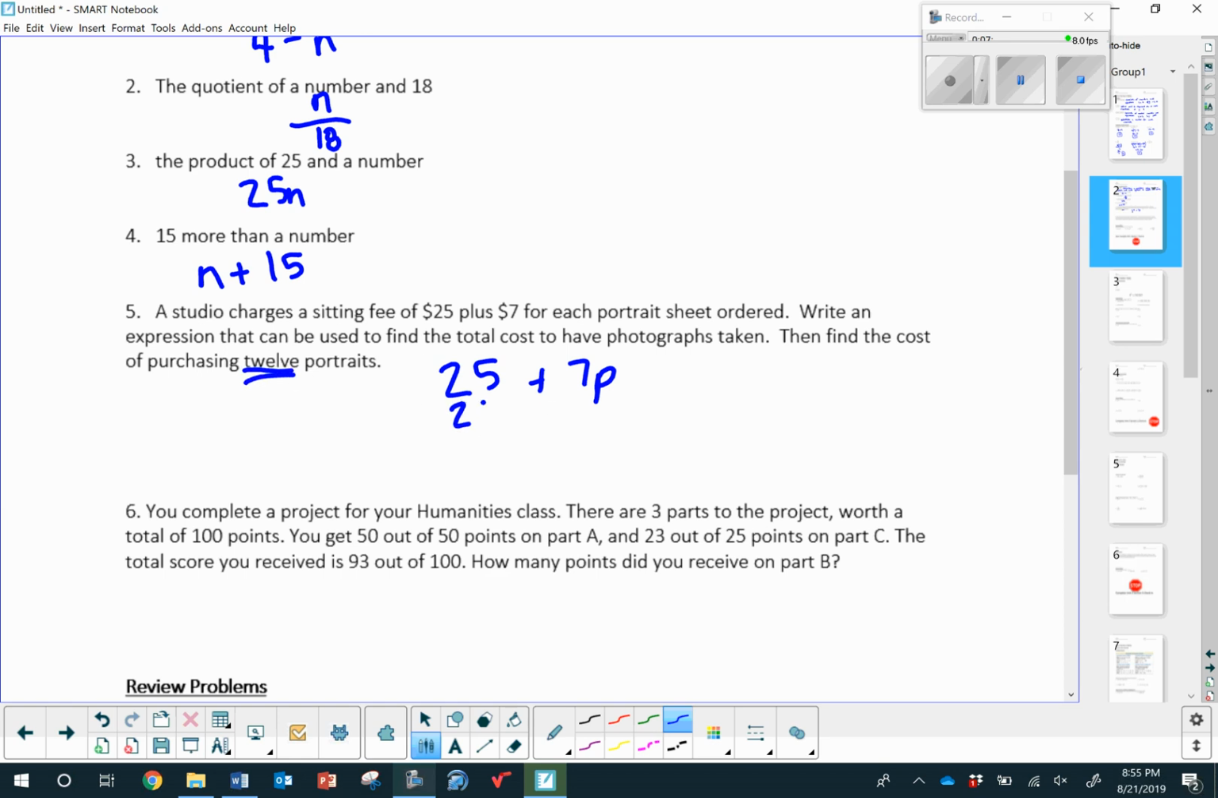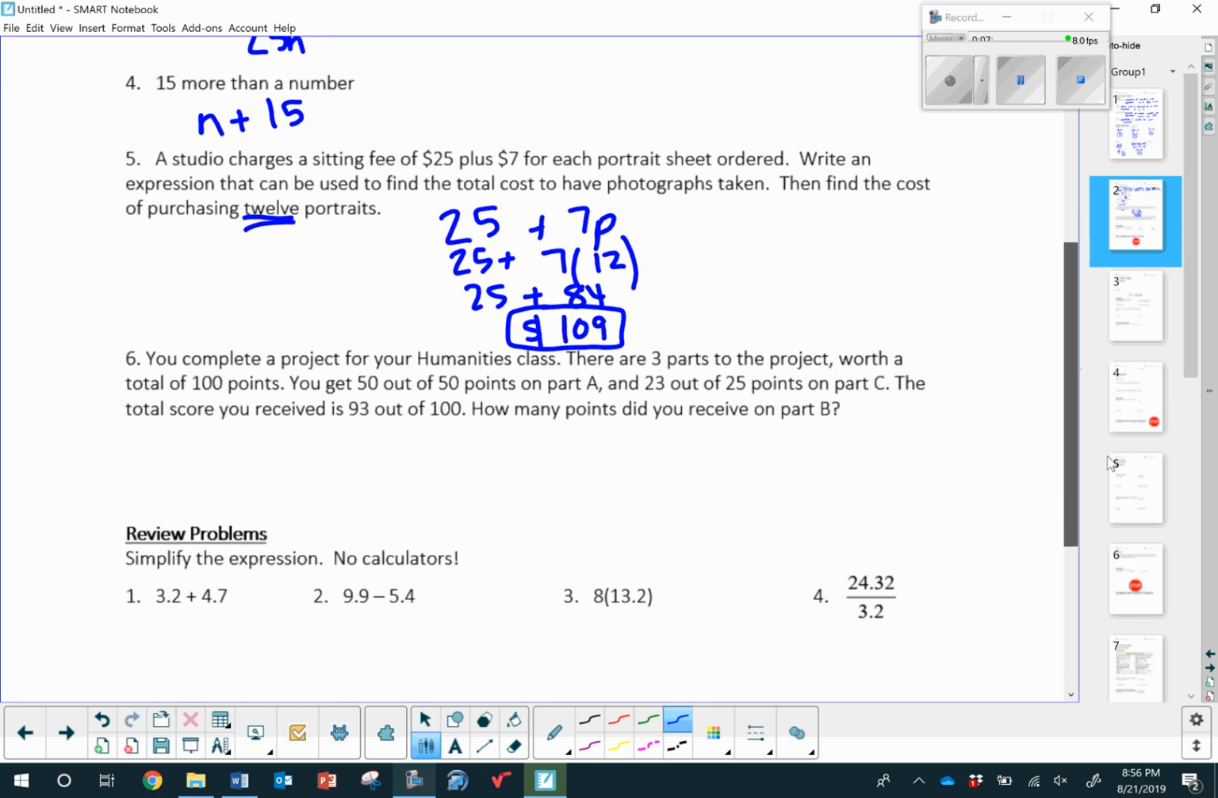It then tells us to figure out how much it would cost if we did know how many portraits we were ordering, so we're going to replace P with 12. So that would be 25 plus 7 times 12. 25 plus 84 is $109 for the 12 portraits. Again, if you have any questions on how I set that up, please be sure and ask your teacher.